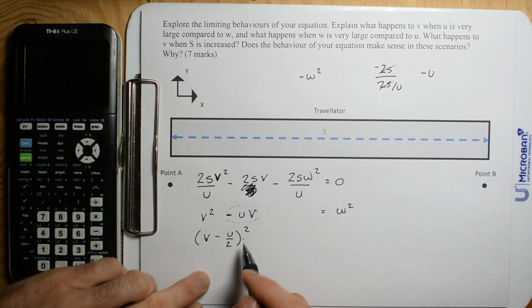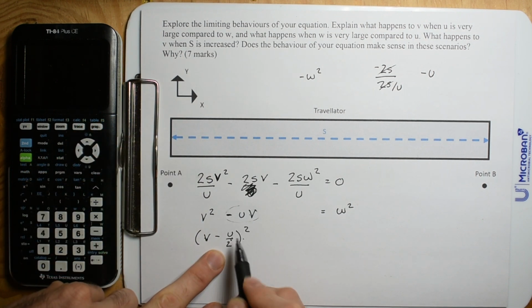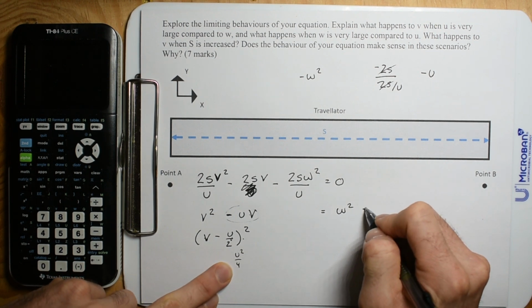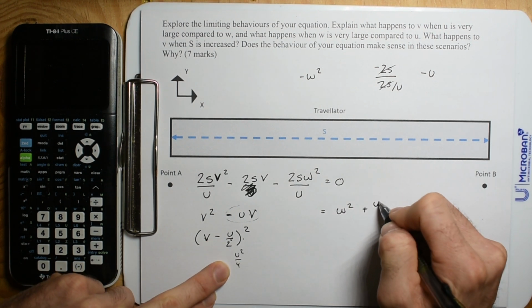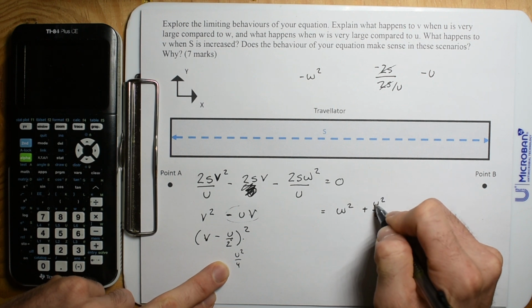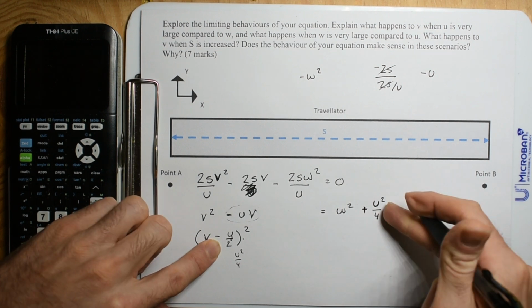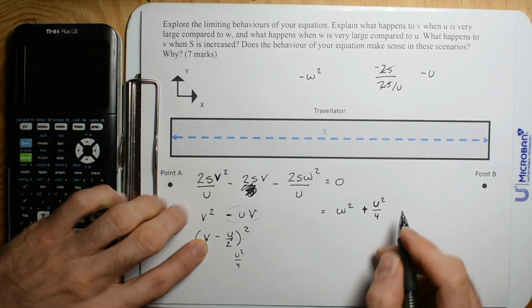So I already see that the term I'm going to pick up is this squared. So that's going to be U squared divided by 4. That's what I'm going to pick up. I'm going to add it to this side, add it to that side. Because this term is a square term, it's always going to be positive, so you can just always add it over there as a positive.